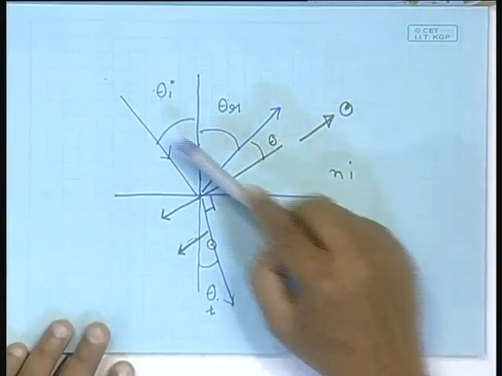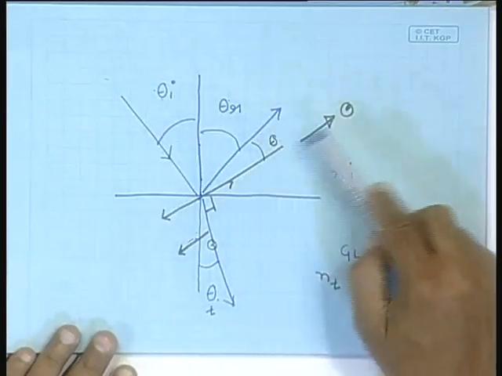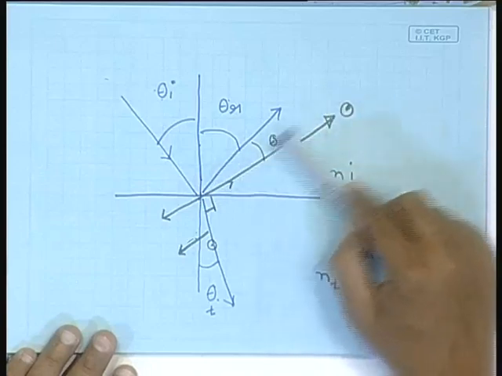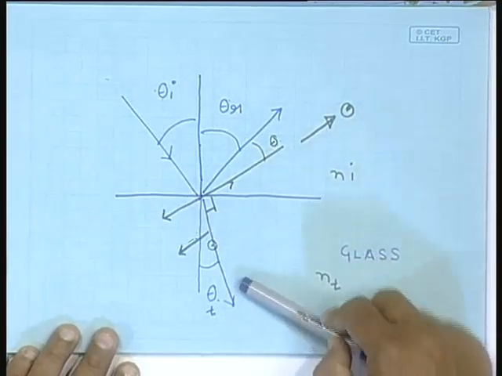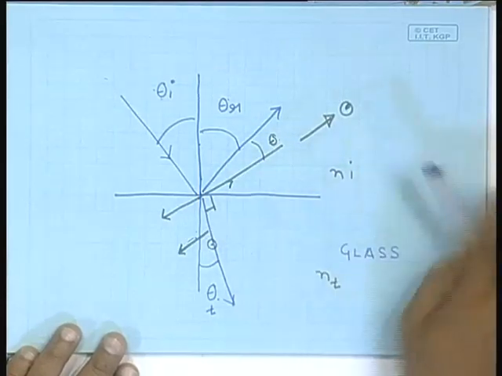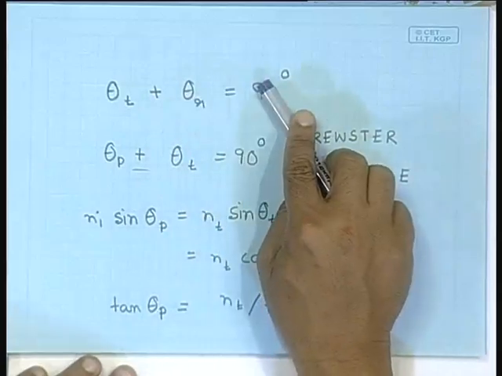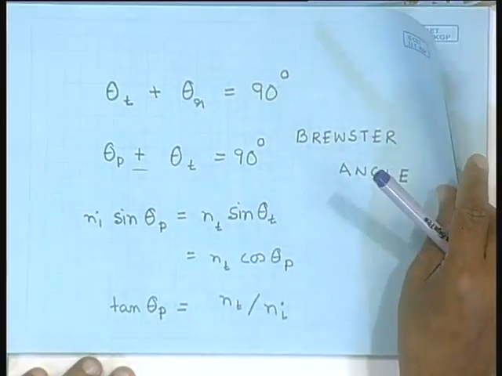And this angle is going to occur when the reflected ray and the transmitted ray are at 90 degrees to one another. So, when the reflected and transmitted waves are at 90 degrees to one another, the reflected wave is going to be linearly polarized in the direction perpendicular to the plane of incidence.